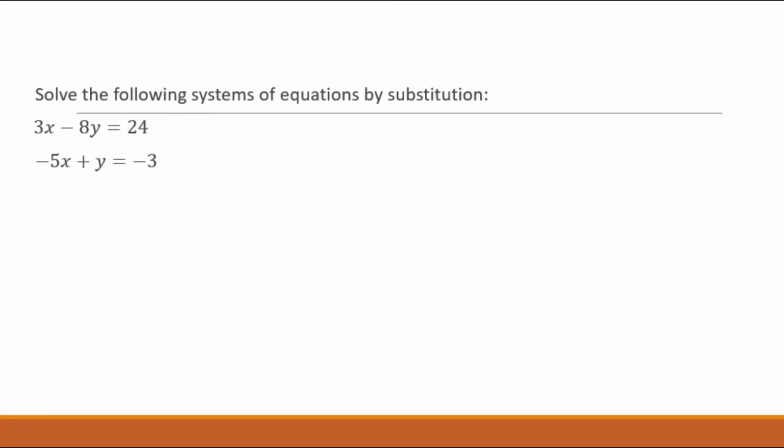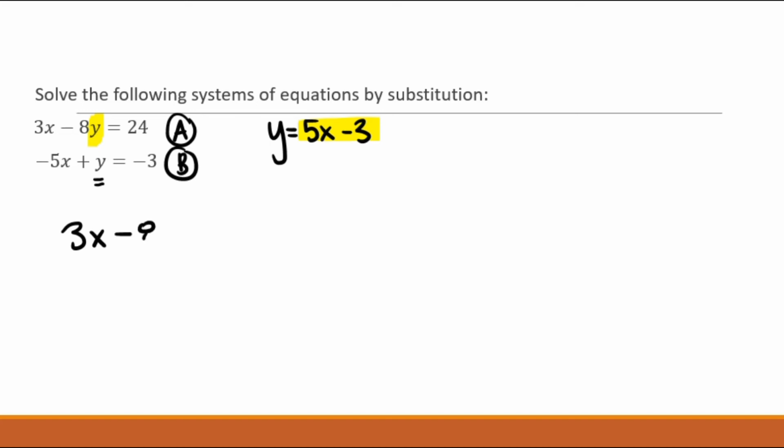One more example of substitution. So here's my equation, A and B. I'm going to call equation B the easy one because I see this loose y with no coefficient. So I'm going to rearrange equation B to isolate y. Y equals 5x minus 3. Okay. I'm going to replace y in the first equation with that algebraic expression. So here we go. Equation A is going to now look like 3x minus 8, and here's a y substitution.